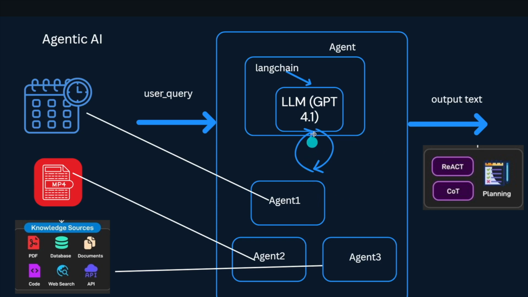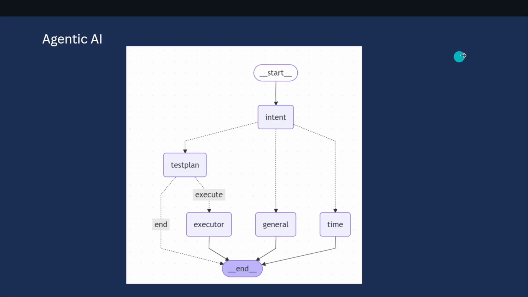Okay. So we need to define the flow, so when to run which. As of now, agents are connected to individual tools, but which agent to run and when? You need to define the workflow. For that, LangGraph comes into the picture. Let's go to the graph diagram here. This is my intent node. The purpose of this particular agent is to decide which agent to pick, whether I need to pick the test plan agent, the general agent, or the time agent.